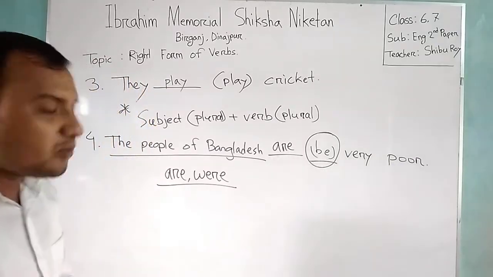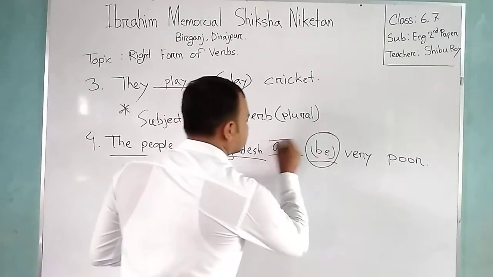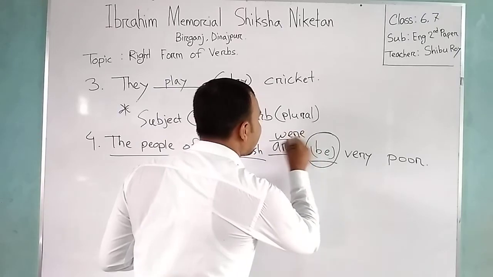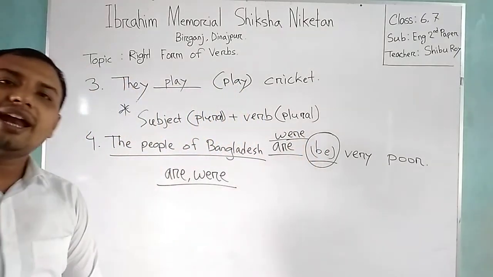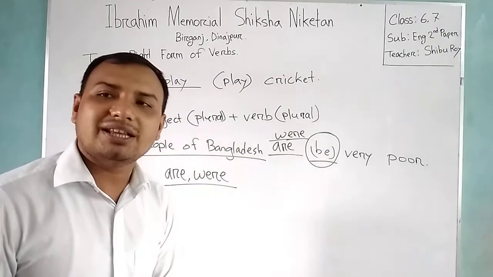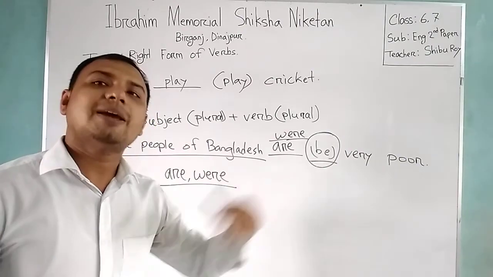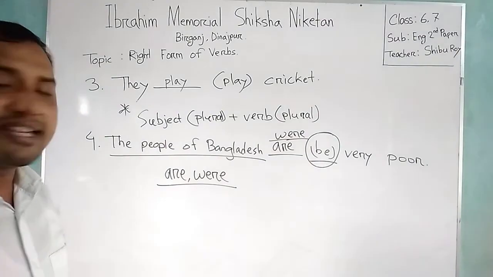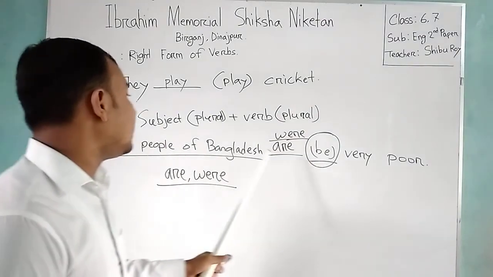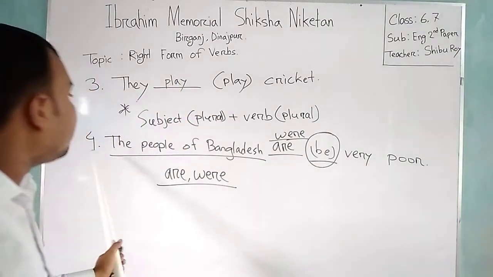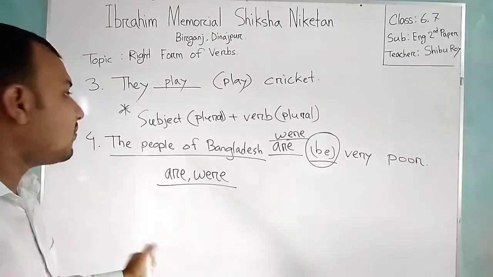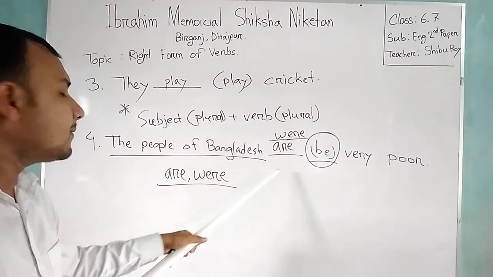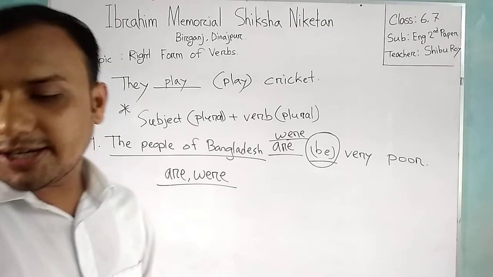We can also put were here. If we think that in the past the people of Bangladesh were poor, that means in the past we were poor, now we have become richer, but we are still suffering from poverty. So I am putting here are. The people of Bangladesh are very poor. Hope you understand it.